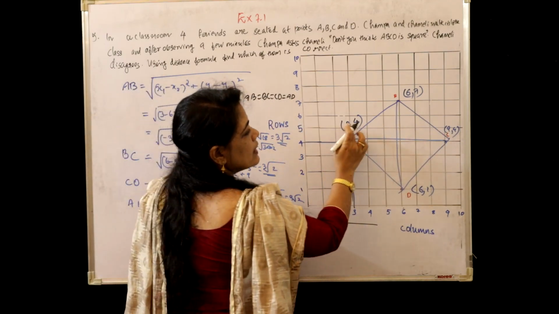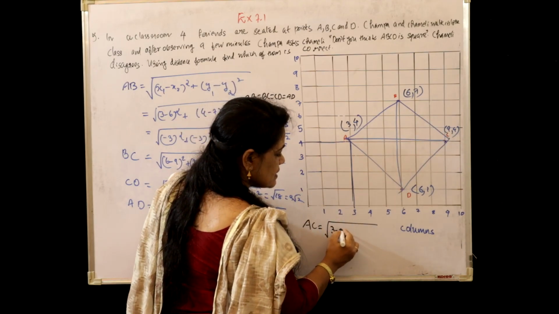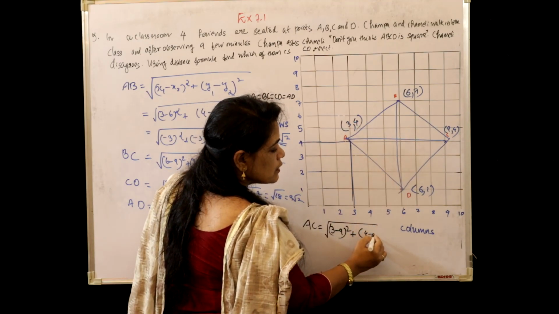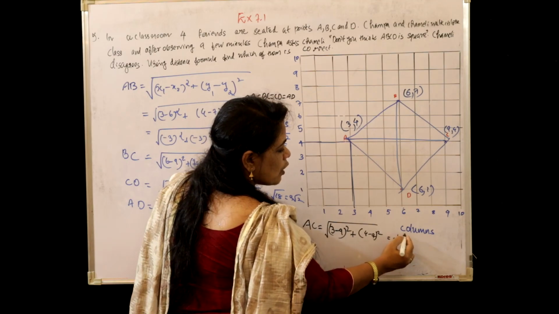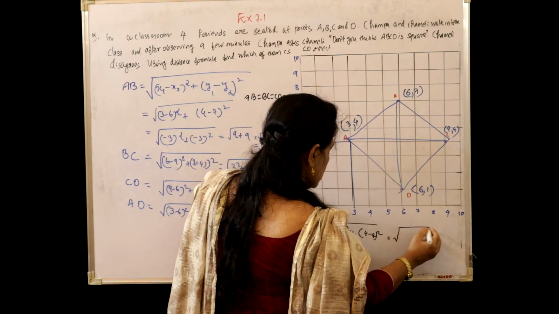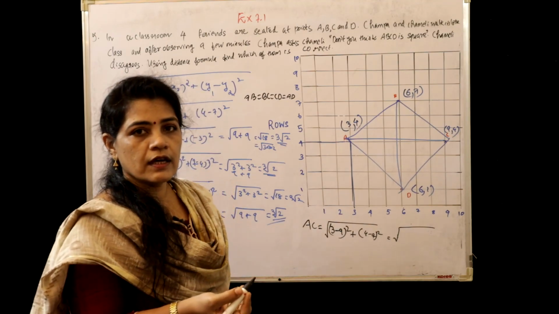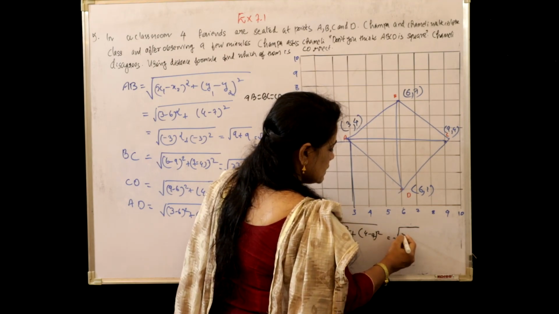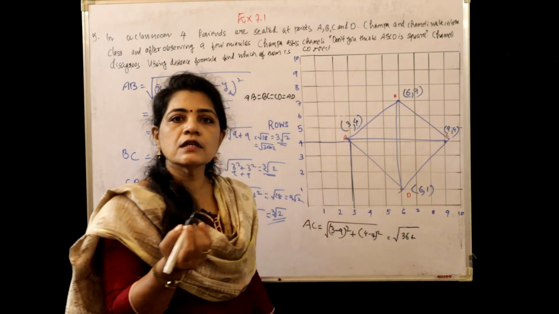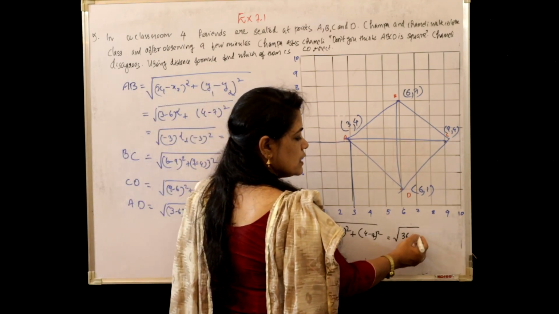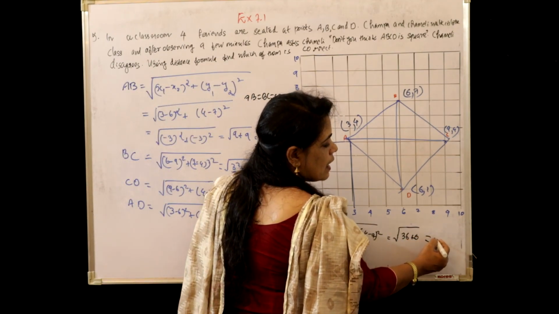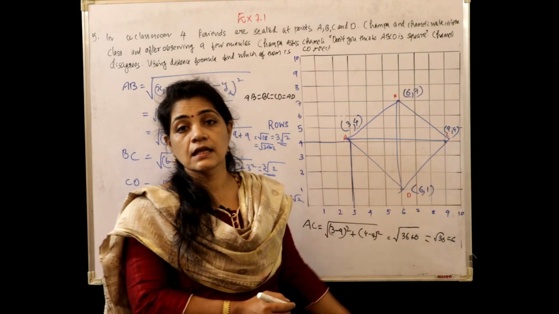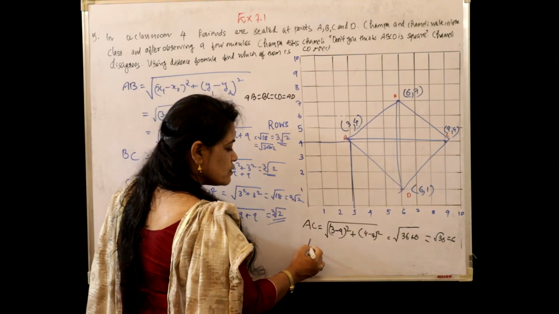So 3 minus 9 whole square plus 4 minus 4 whole square. 4 minus 4 is 0. That is root of 3 minus 9 is minus 6, square is 36, and 4 minus 4 is 0, 0 square means 0 itself. So root 36 is 6. That is, the length of AC is 6. We are going to check whether BD is also 6 or not.